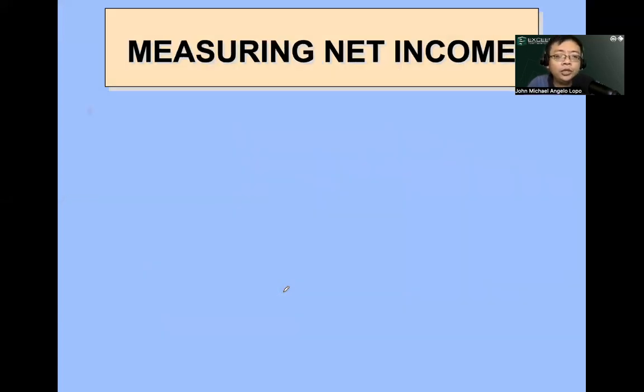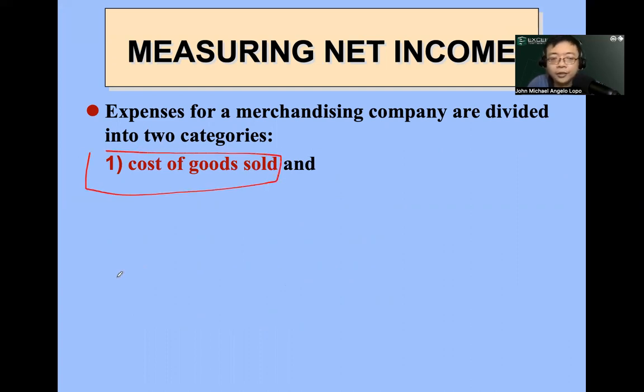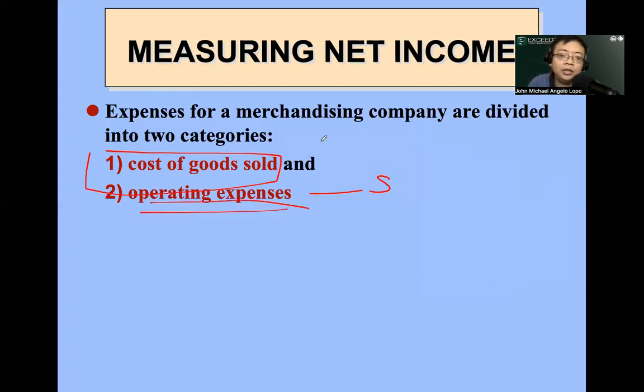So how do we measure our net income? Expenses for the merchandising company are divided into two categories. This is new to the class. We have what you call cost of goods sold. Number two, of course, as far as the services, it has operating expenses. This is the only one that the service company doesn't have: the cost of goods sold.